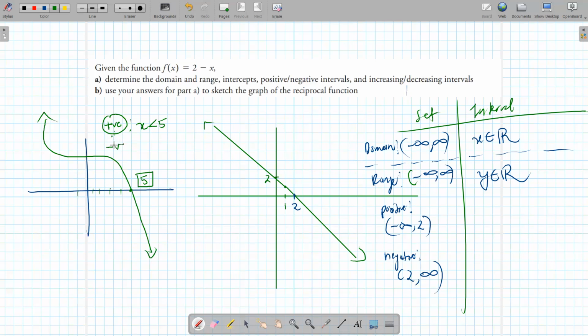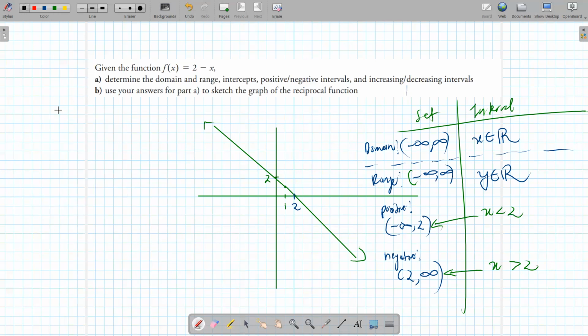Where is it negative in terms of the x values? It's negative to the right of 5, you see here? When x is 6, 7, 8, 9, 10. So what do we say here? When it's more than 5. Same idea here. The positive interval for us is when x is less than 2, because it's above the x-axis up until that point. And the negative interval for us is when x is greater than 2. Okay, this is just a set notation equivalent. Does that make sense?